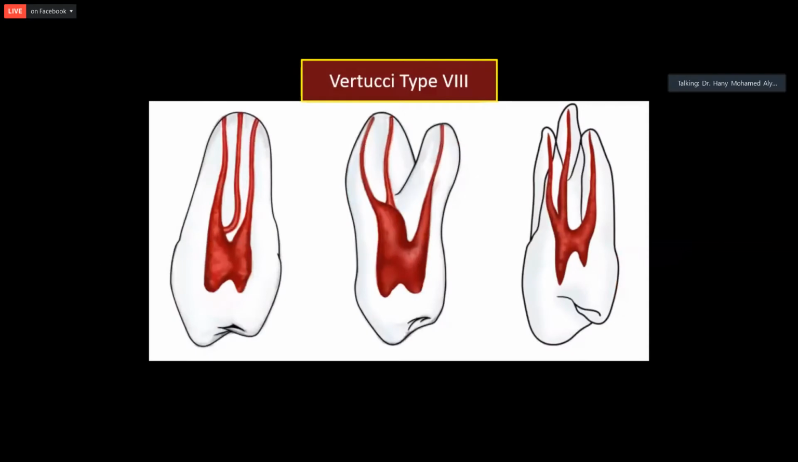In a similar way, also Vertucci type 8, which is three canals.